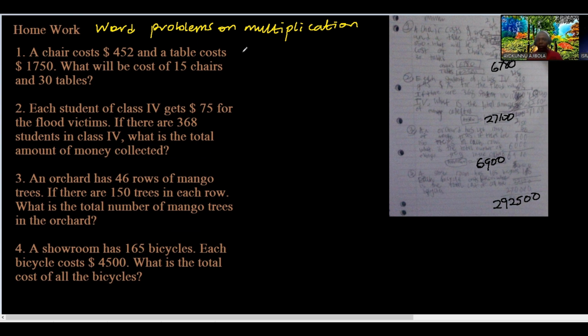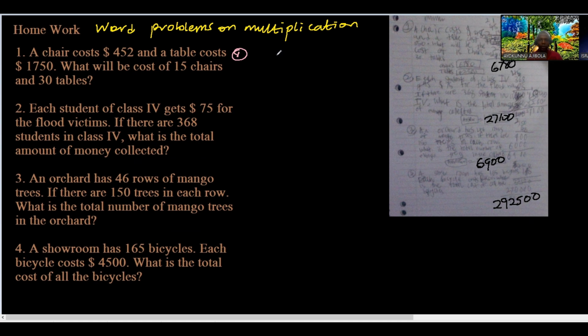So the first one: a chair costs $452 and a table costs $1750. What will be the cost of 15 chairs and 30 tables? So you have to multiply the price of the chairs by 15 and the cost of the table by 30, then add your answers together.